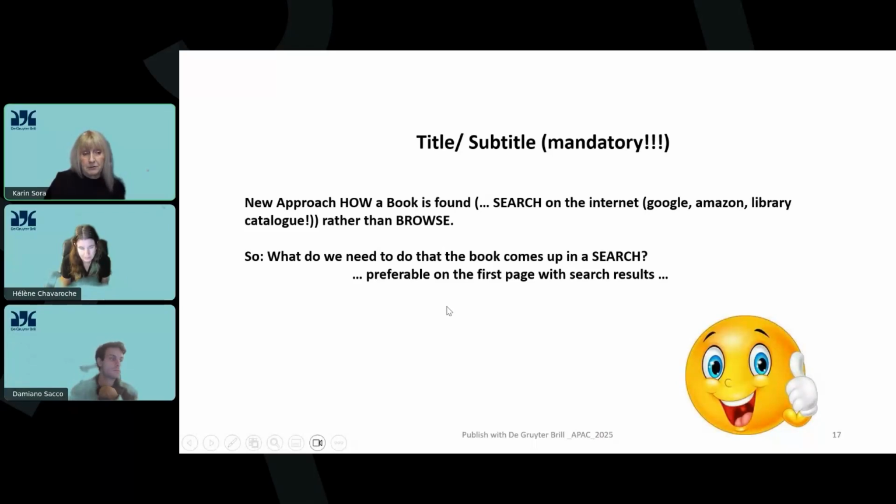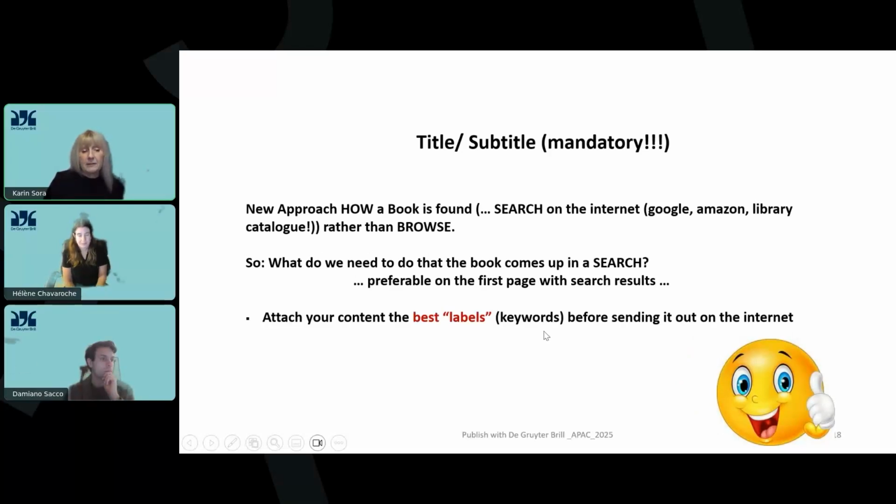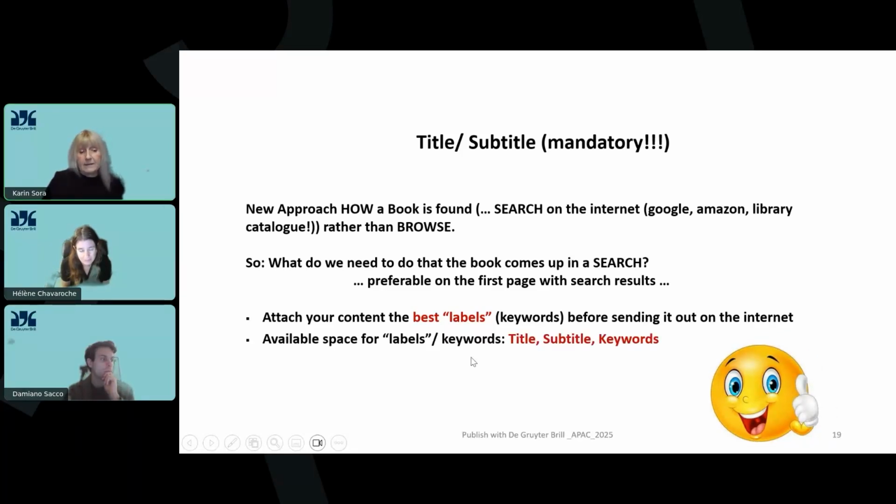So there is a new approach on how a book is found. People search on the internet. They don't browse like it used to be in the past. So what do we need so that the book comes up in a search, preferably on the first page of search results? We should attach to the content the best labels, the best keywords before sending it out on the internet. The available labels, the space for these labels, are the title, the subtitle, and the keywords. So these ones go to all library catalogs. So these ones need to be on point.